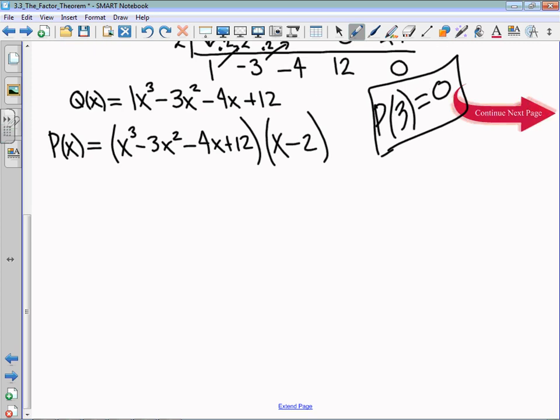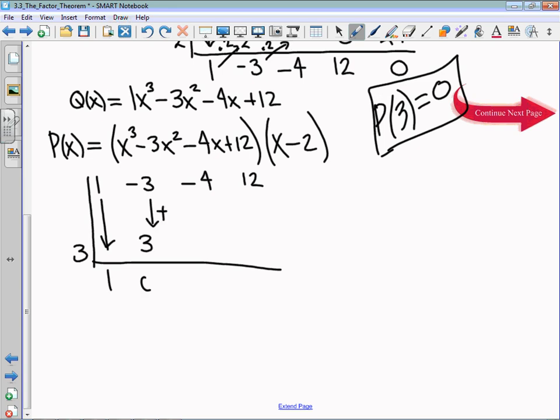I'm going to take that cubic, 1, negative 3, negative 4, and positive 12, and I'm dividing it by x minus 3, so I'm going to use positive 3 there. The 1 drags down. I multiply. I add that down, I get 0. Nothing wrong with that. That means that this is 0, so negative 4, so negative 12, so 0.